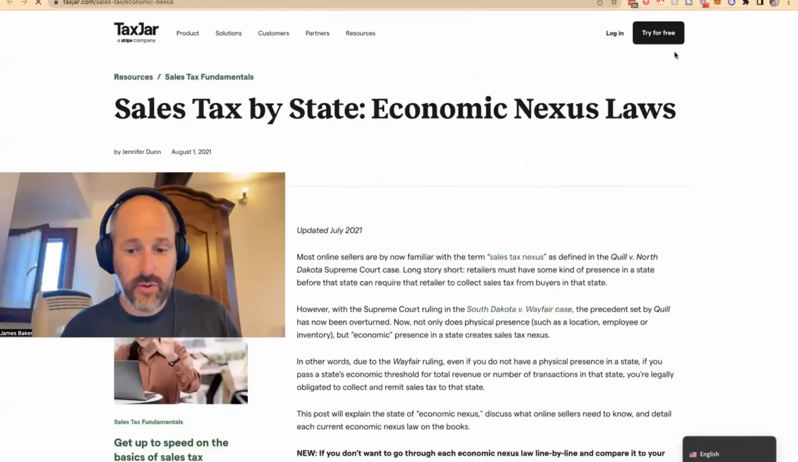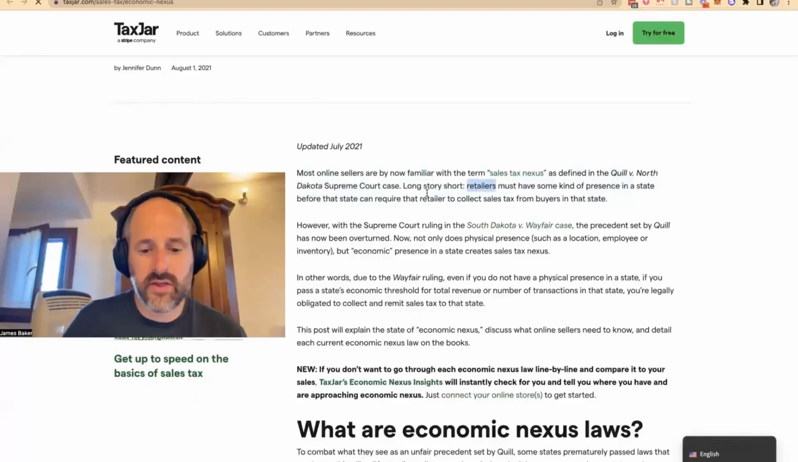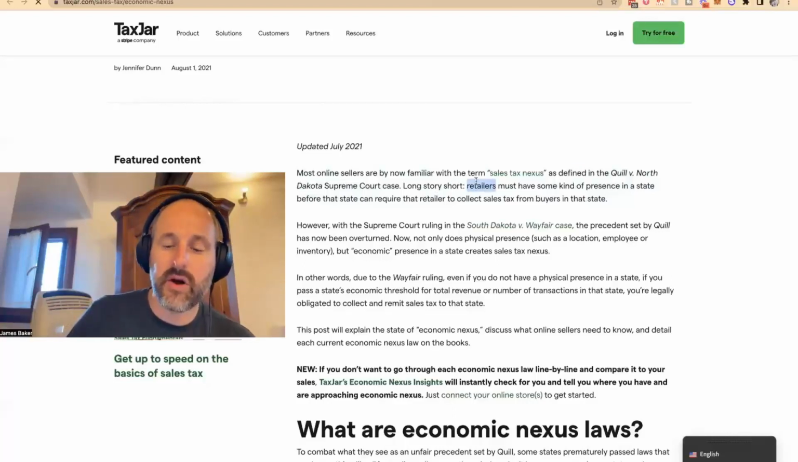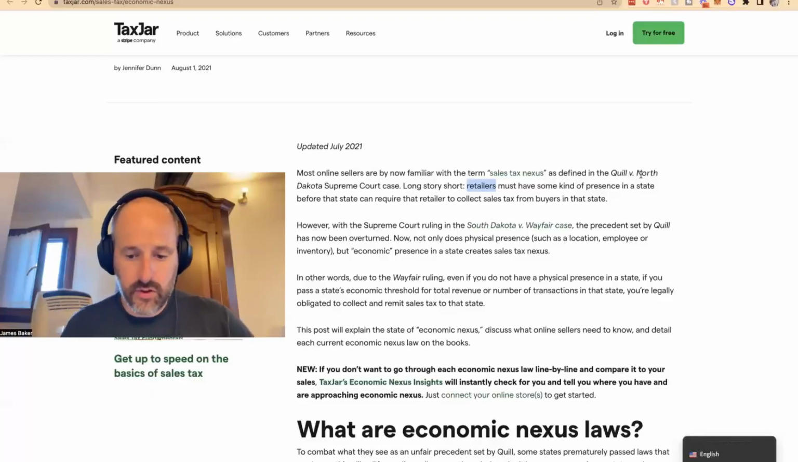Because TaxJar, I love their website, and I tell everyone to come here and read it. State by state economic nexus laws. Look, this is the big key. We're talking about retailers in this one. This is the old case. Retailers used to have nexus because of Quill versus North Dakota, but that was the old rule. This is South Dakota versus Wayfair, which is crazy that the Dakotas are determining all of the sales tax laws all over the country. Small little states. Well, they're not small in size, but they're small in population.